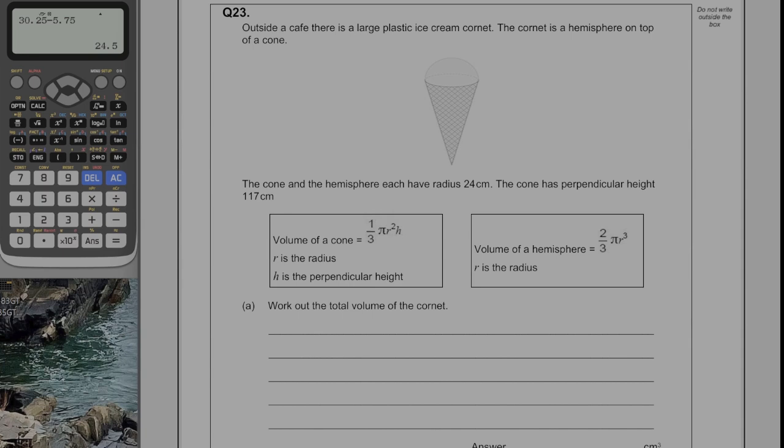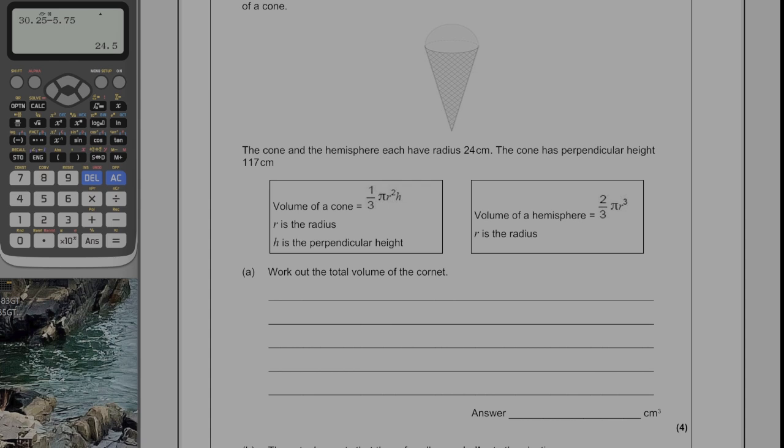Right, question 23. Outside a cafe, there is a large plastic ice cream cornet. The cornet is in the shape of a hemisphere on top of a cone. The cone and the hemisphere have a radius of 24 centimeters. The cone has a perpendicular height of 117 centimeters. Work out the total volume of the cornet.